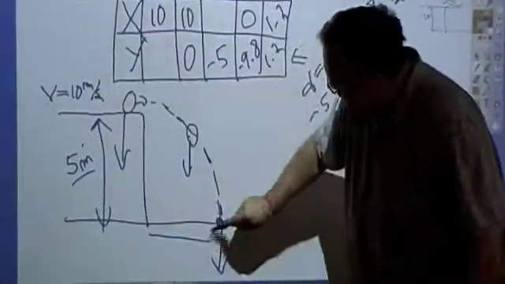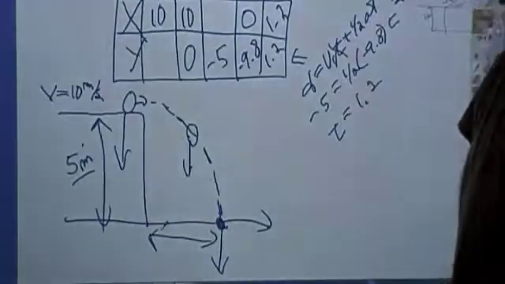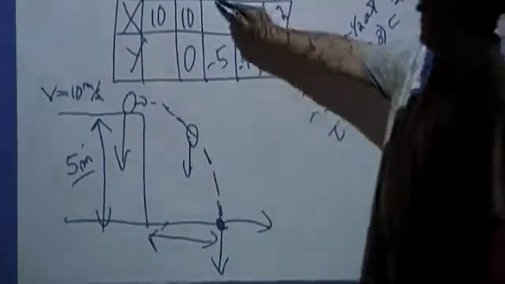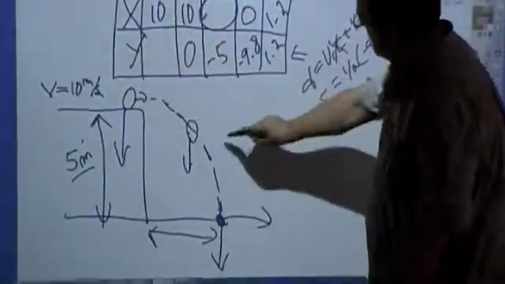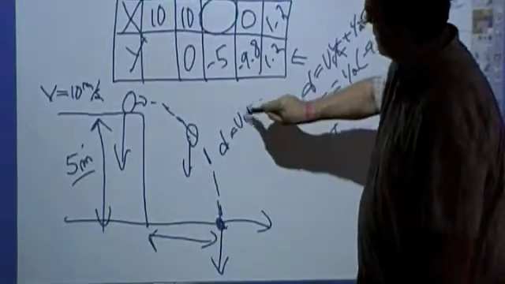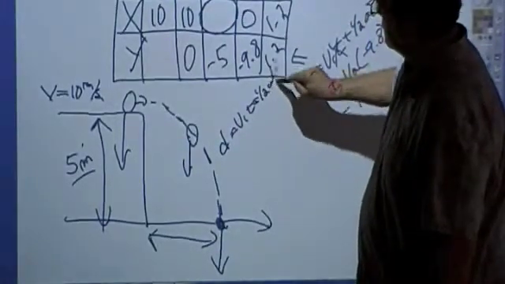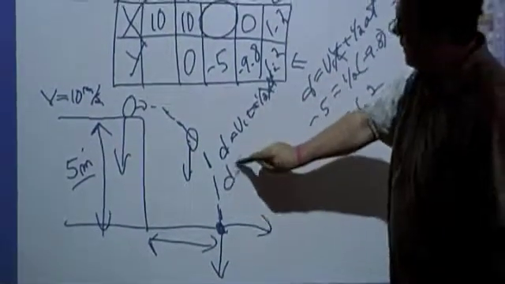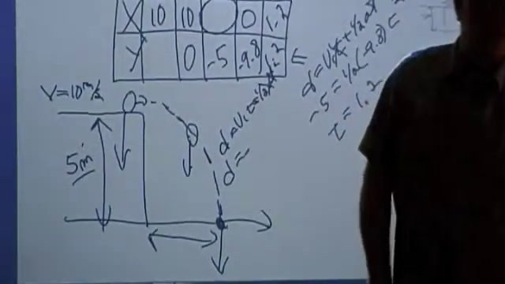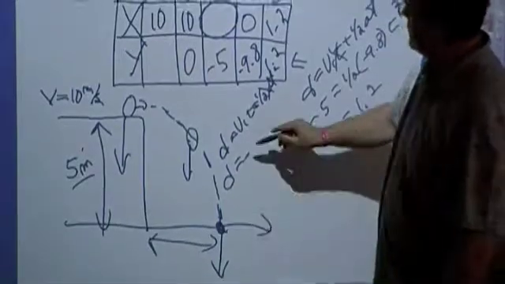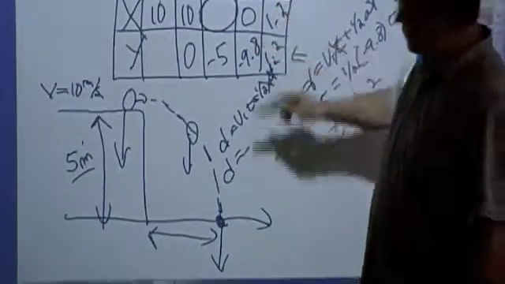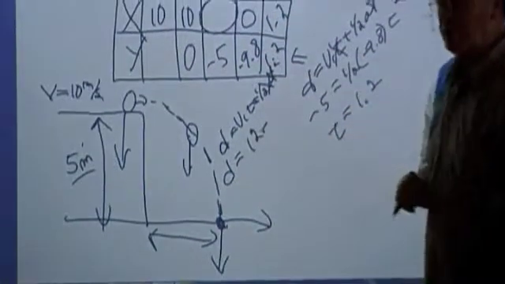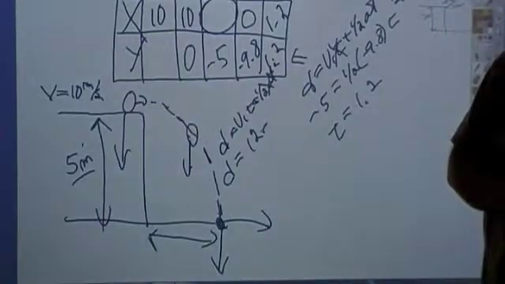What is my range from the cliff to the landing point? D in the x. How am I going to solve that? d equals v_i t. Acceleration in the x is 0, therefore d, the range, is equal to v_i t. Agreed? So it's got to be 10 times 1.2, 12 meters. So it lands 12 meters away. We're good?